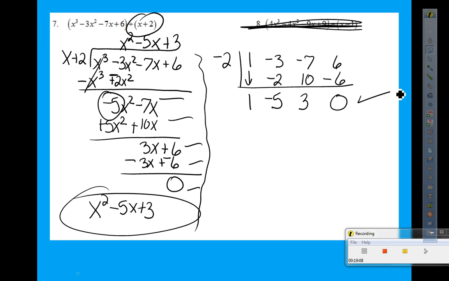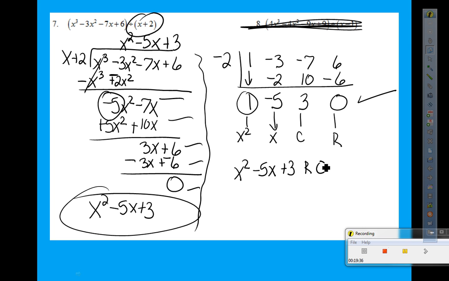Well, right now it looks like you just have some numbers. But here's what you do. We started with a 3rd degree. So you go down 1. So you go down to a 2nd degree. This is the coefficient of your squared term. This is the coefficient of your x term. This is your constant. This is your remainder. So here's my answer: 1x squared minus 5x plus 3 with the remainder of 0.